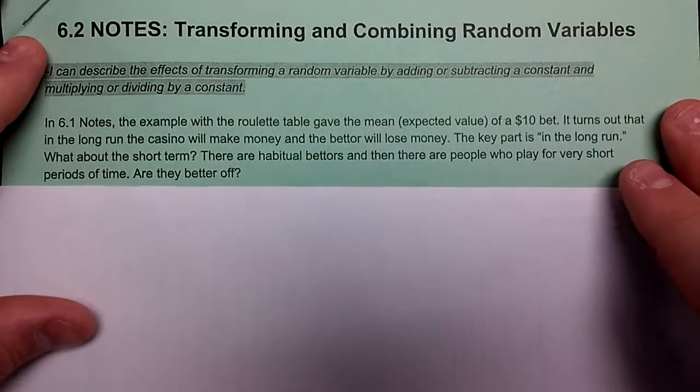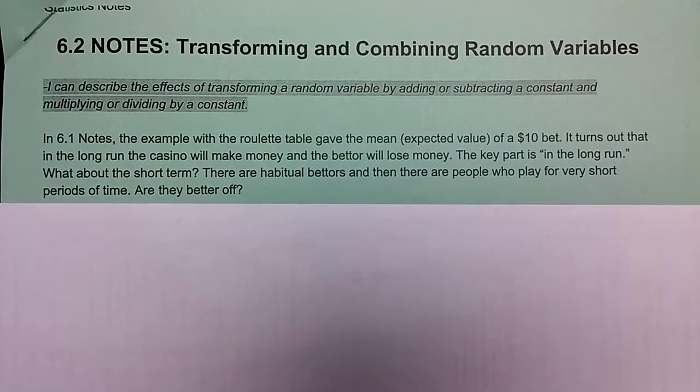In section 6.2, we discussed transforming and combining random variables. Instead of finding the entire distribution for these combinations and transformations, you're allowed to take shortcuts with the means and standard deviations of the total or difference or the transformation of the random variable. We're going to talk about those shortcuts today in this video and other videos to follow on 6.2.